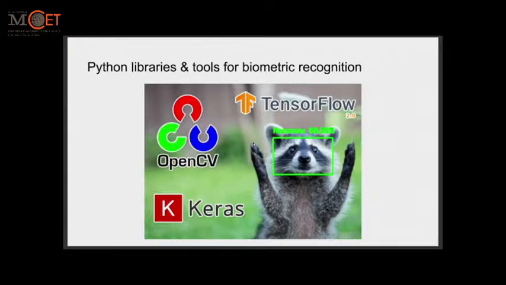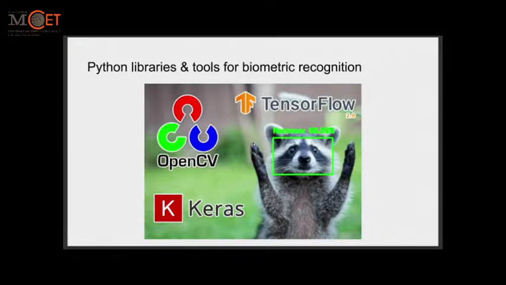Okay. OpenCV is the first image processing library, right? With this library, you can do lots of image processing stuff, right? Even OpenCV has some inbuilt functions to do face recognition and eye detection. So OpenCV is for image processing.